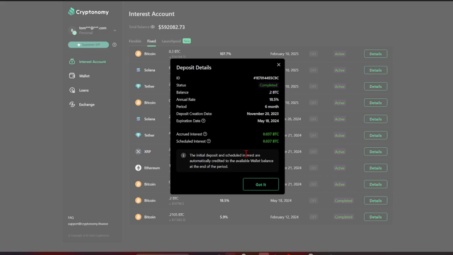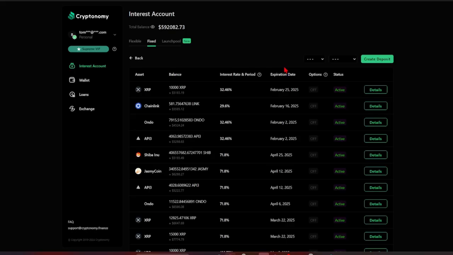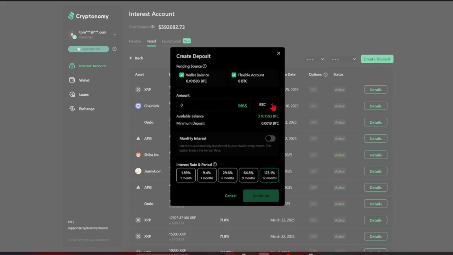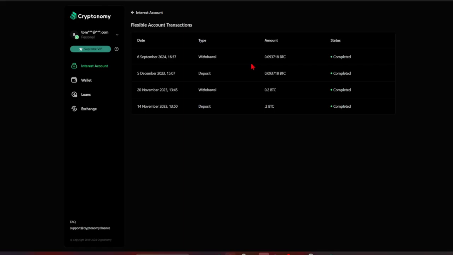I earned 0.037 Bitcoin off of this in over 6 months. I staked 0.21 Bitcoin right here and got 0.0124 on a 3-month window. Now I'm going to make another deposit because as you can see here, I'm big on XRP. We're going to do one more big XRP deposit, 10,000 more XRP, 6-month staking process. That's a 32% yield. Also, let me show you, I just made a withdrawal here, 0.09 Bitcoin off of my last flexible staking option.